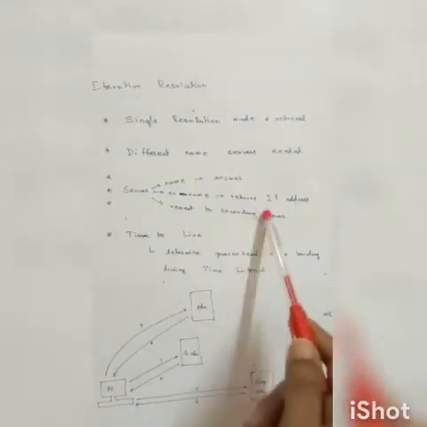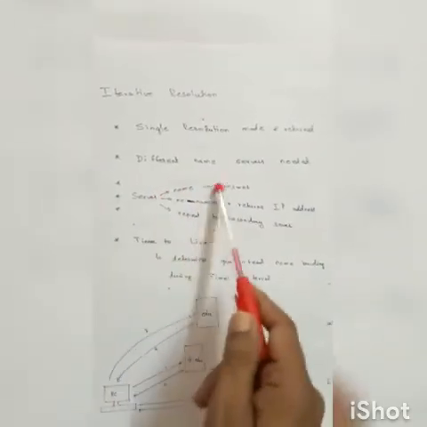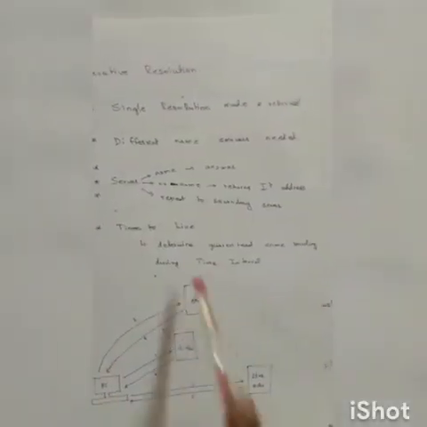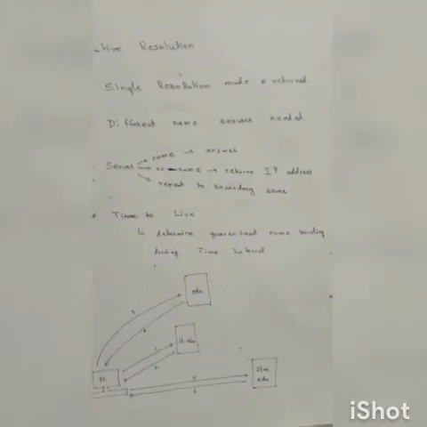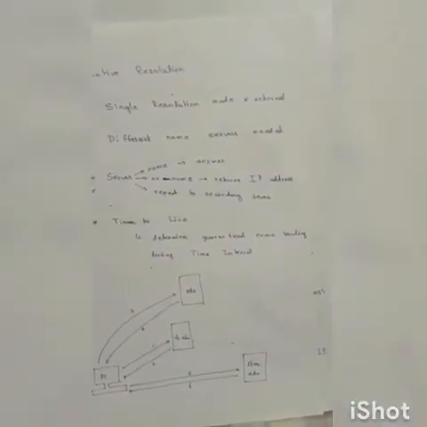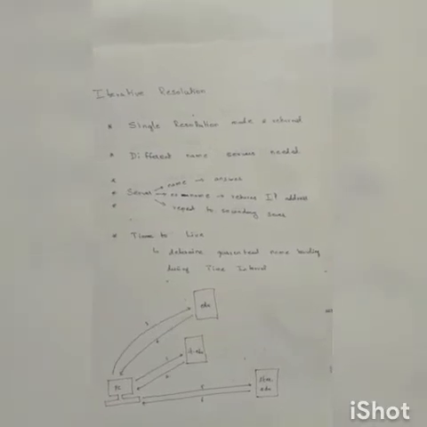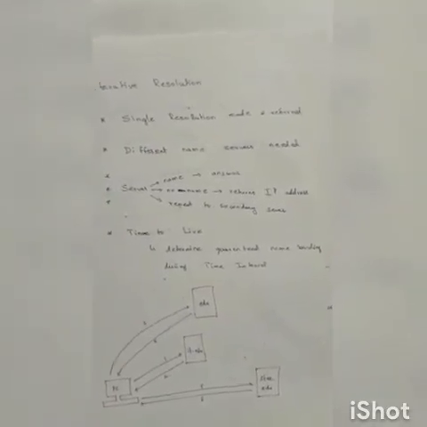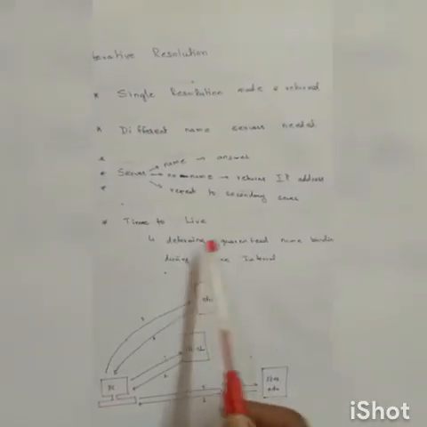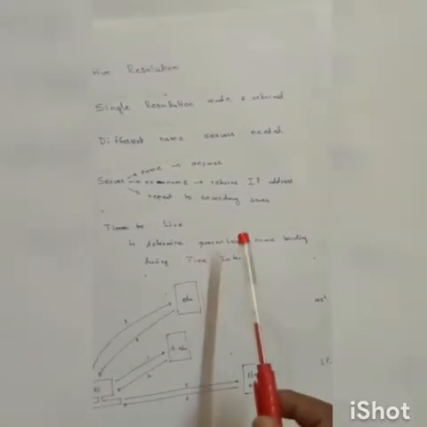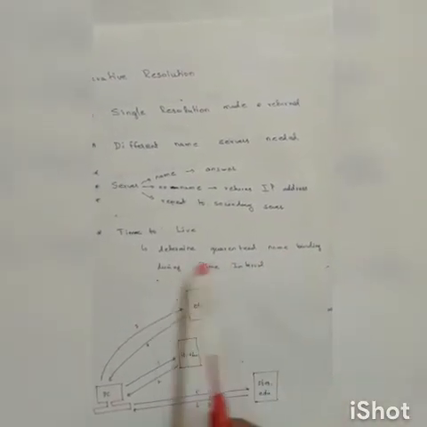So this server will work as a server, and this will provide data for this. Okay. And then the next one is time to live. This determines a name binding. Okay, how long time will be taken for transferring the data. Okay, so this is how it takes. It will determine the guaranteed name binding during the time interval.